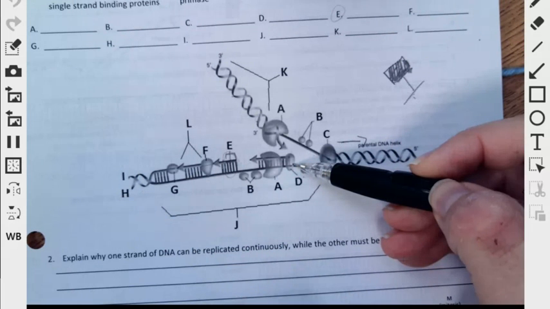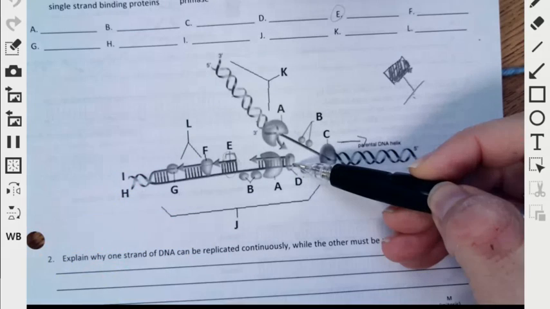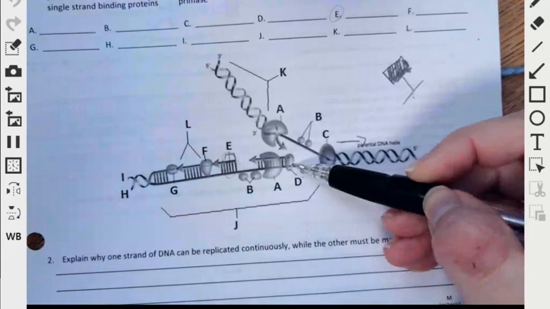Yes. So D would be primase, which is a protein doing the job. It puts on that primer, and that primer is made of RNA. Okay.